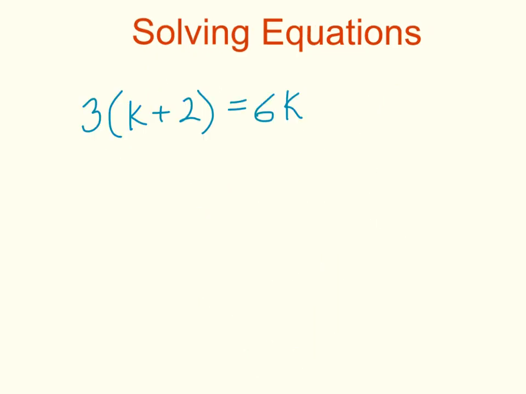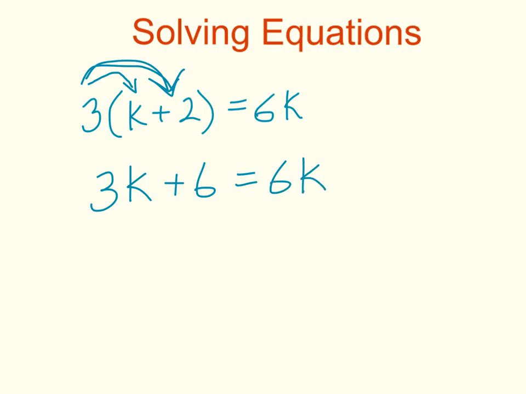The other types of problems you're going to see today involve parentheses like this. When we see a problem like this, we want to take 3 and multiply it by what's in these parentheses. So essentially we're going to take 3 times k and then 3 times this plus 2, a positive 2. So 3 times k is 3k. And now 3 times a positive 2 is a positive 6. And that's going to equal 6k.